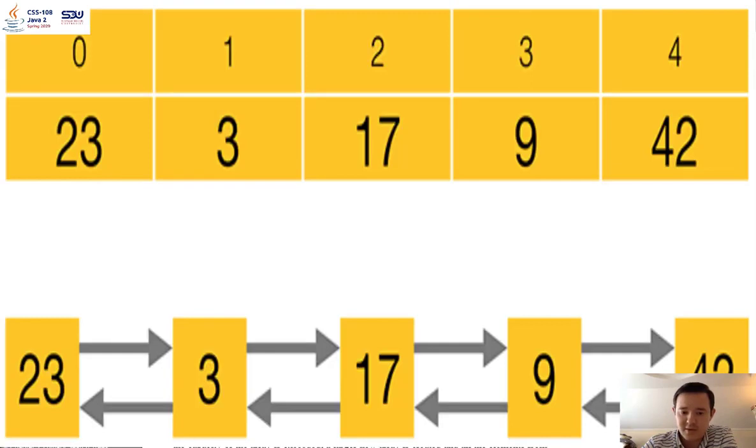Now let's talk about the ArrayList and LinkedList classes and their differences. As you can see in this image, we can see the data, 5 numbers, 23, 3, 17, 9, and 42. Both of them are stored in sequential order. In the upper part, we can see that the elements are indexed. This is how ArrayList looks like. So all the elements in an ArrayList have indices.